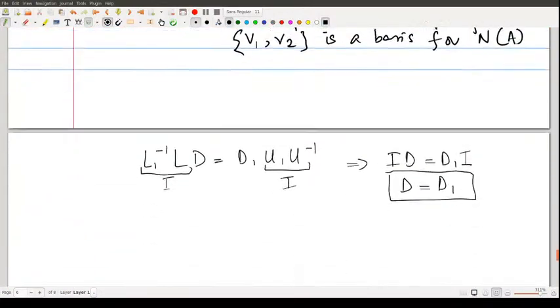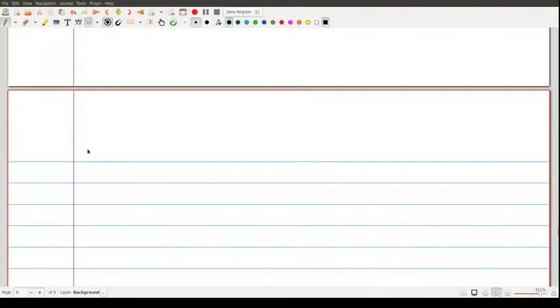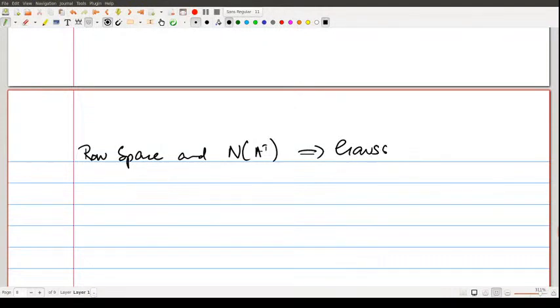To figure out the row space, let's just add a page here. So the first idea is that to figure out the row space and the null space of A transpose, we can do Gaussian elimination on A transpose. That's one method. You can do that in your own free time and figure it out. But I'm going to use two important facts. The first important fact is as follows.